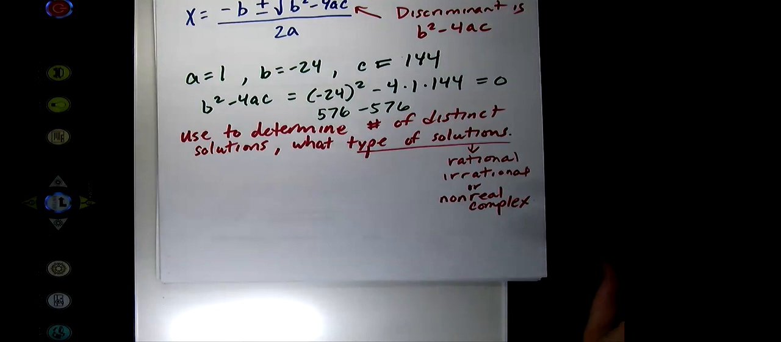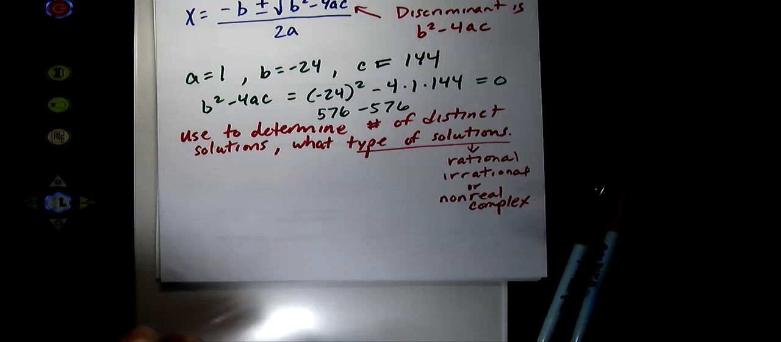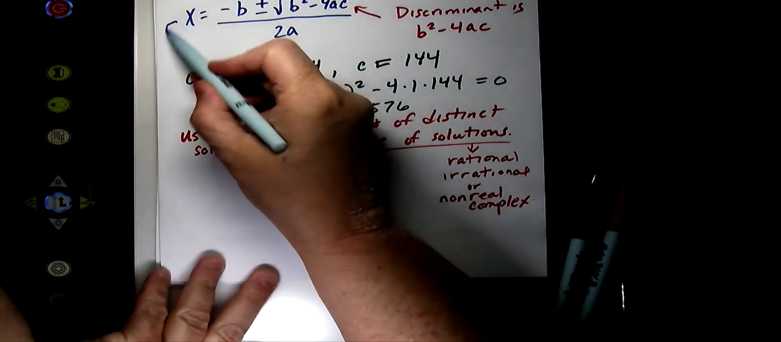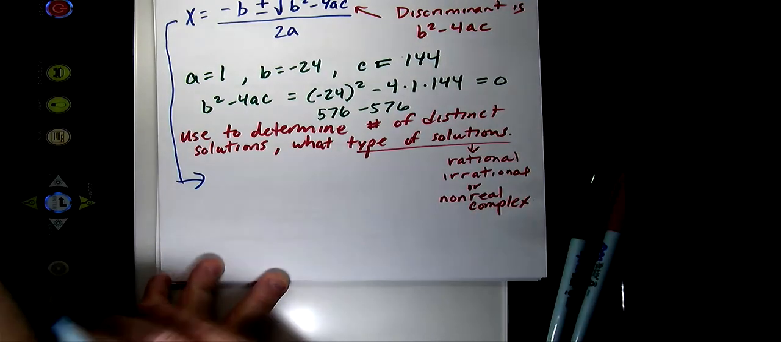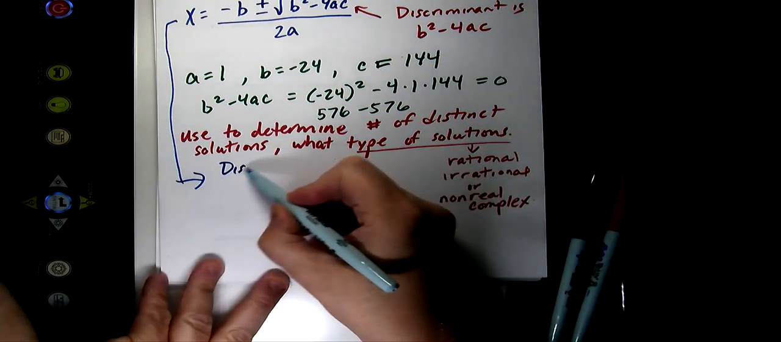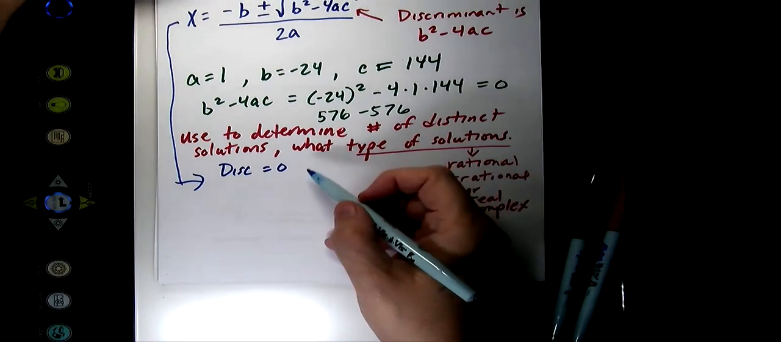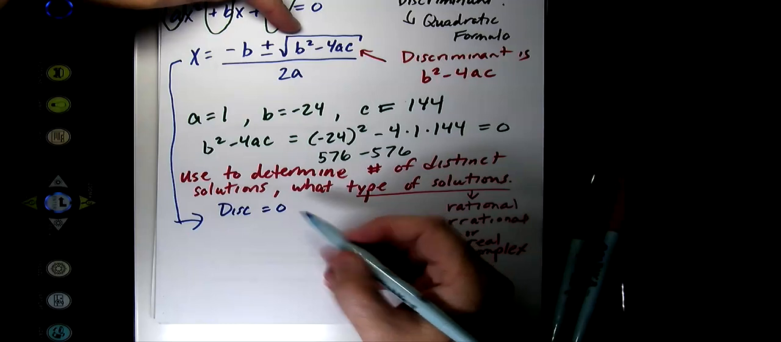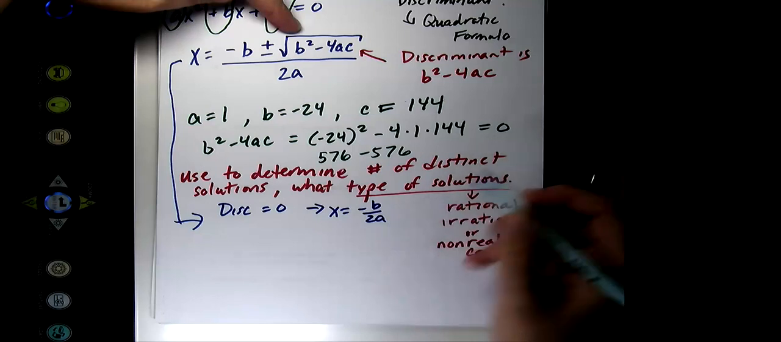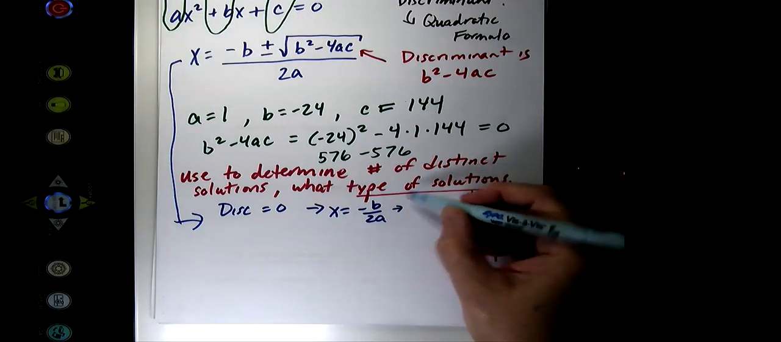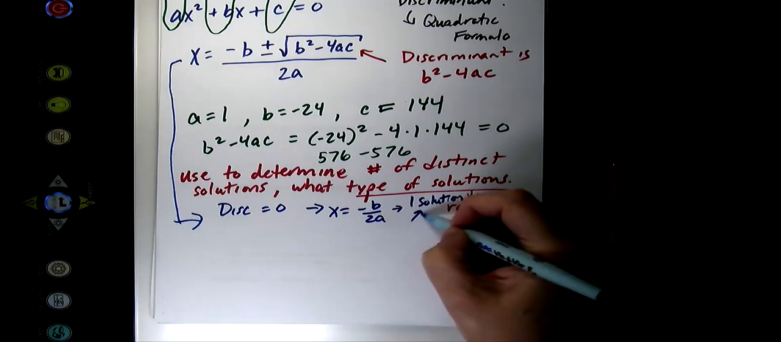So this is grabbing information from x up here. If the discriminant equals 0, then that radical equals 0. And we get x equals -b over 2a. There's just one solution. And it's rational.